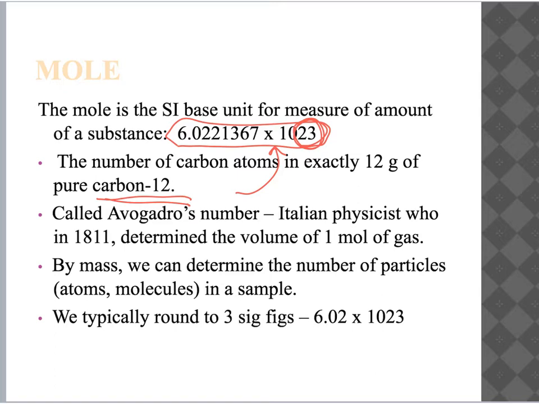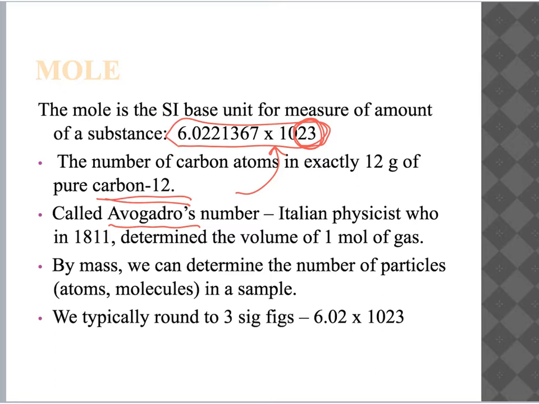We actually honor Avogadro in that we call this number Avogadro's number. He was an Italian physicist that did a lot of work with gases and was one of the early founders of some pretty cool chemistry laws. We also can use mass to figure out the number of particles with the mole, and I'm going to be showing you some of that dimensional analysis here shortly.